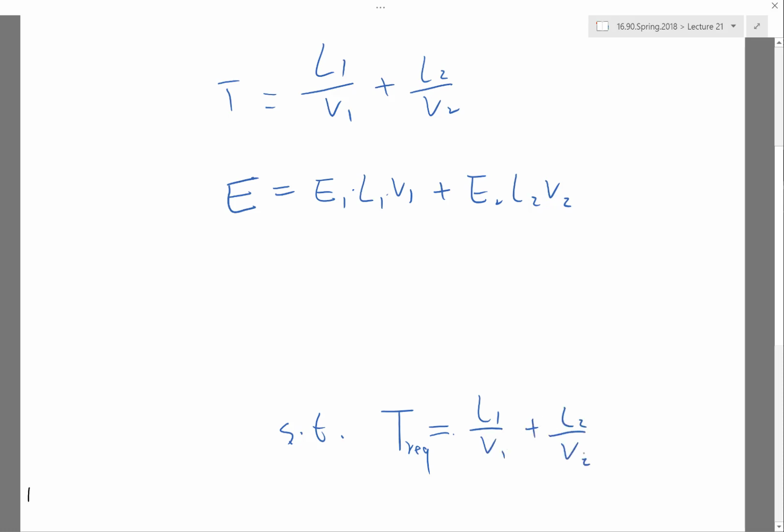So what do you want to minimize? You want to minimize the energy, right? E1 L1 V1 plus E2 L2 times V2. So that's my optimization problem. Perfect.